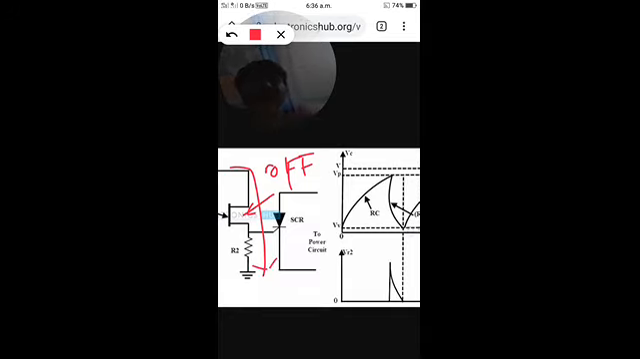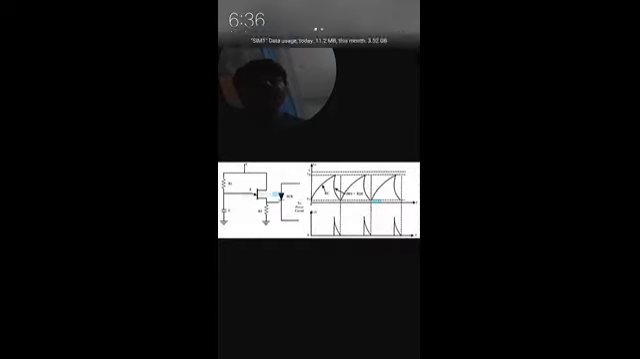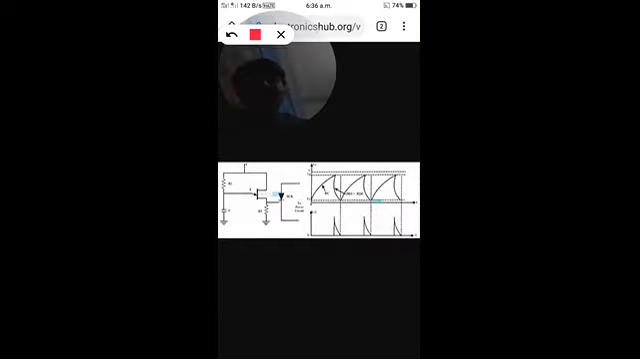Now again the current flowing through the input side will start charging the capacitor, not from 0, but from the value of VV. Again it starts increasing towards the VP value. So this cycle will repeat.